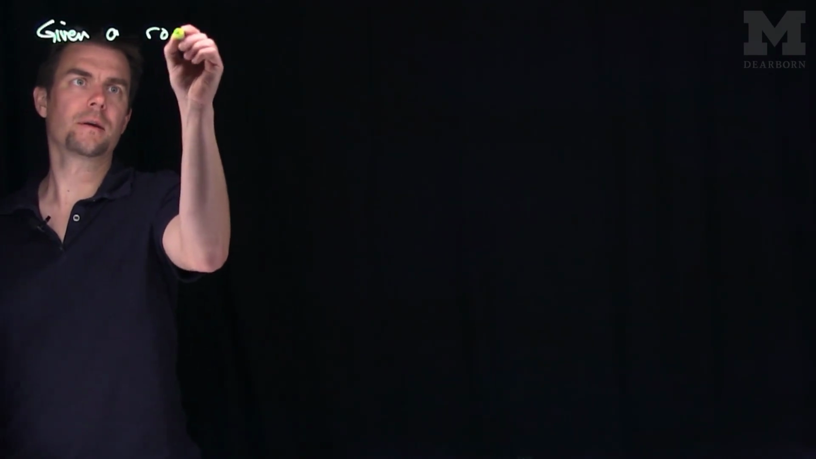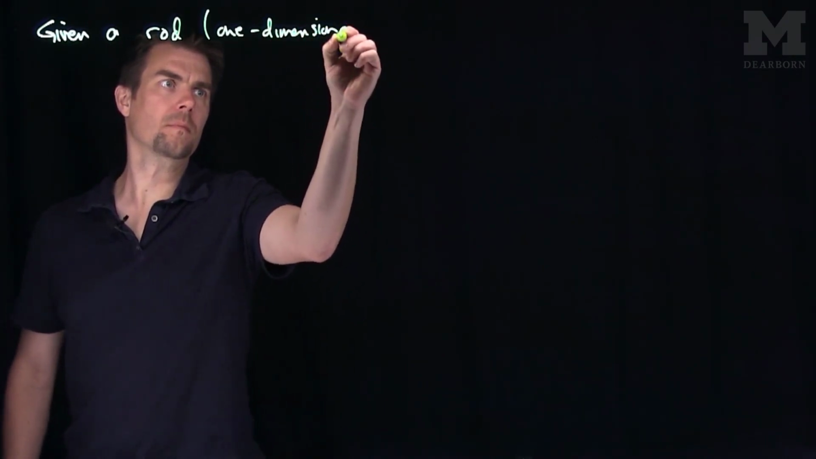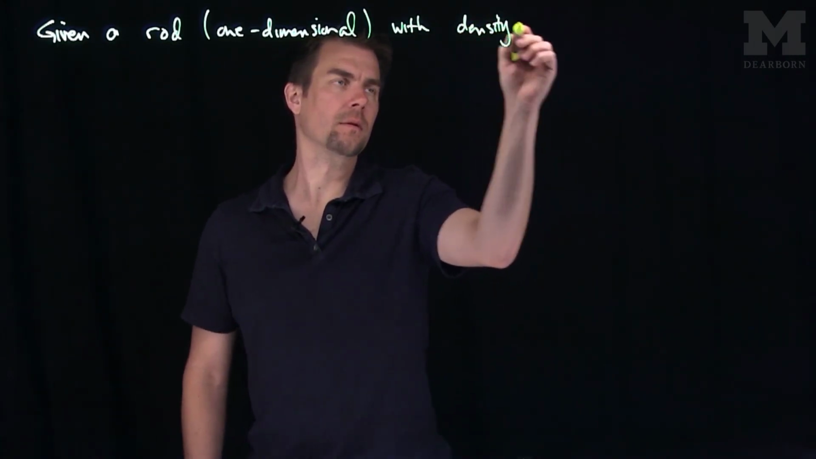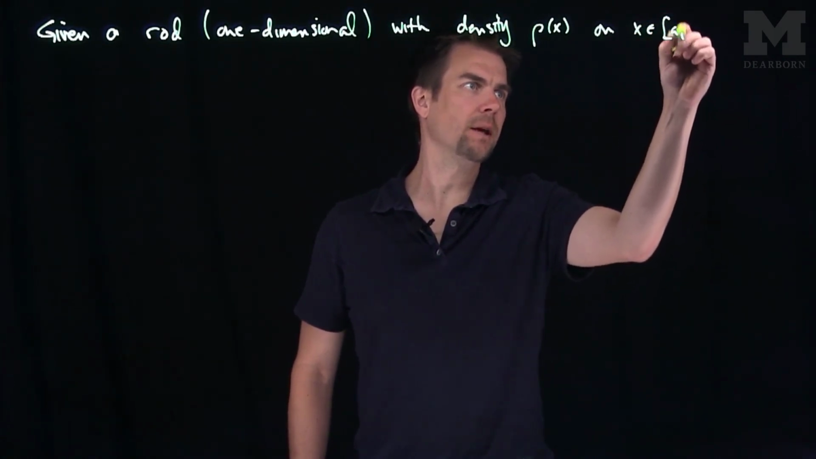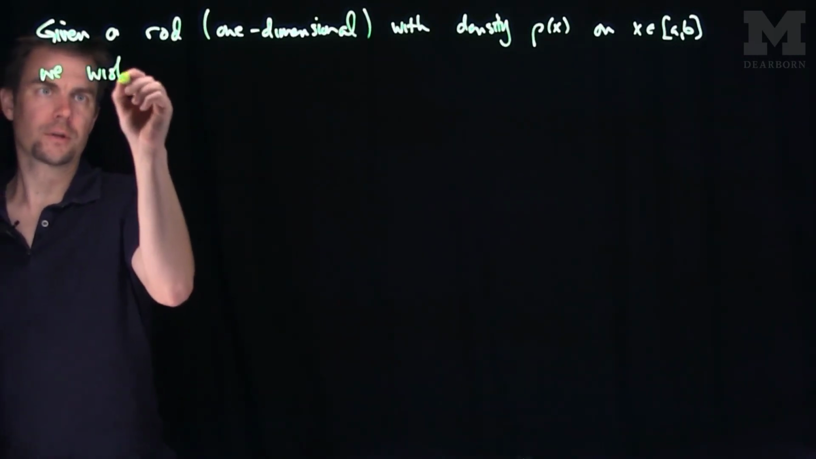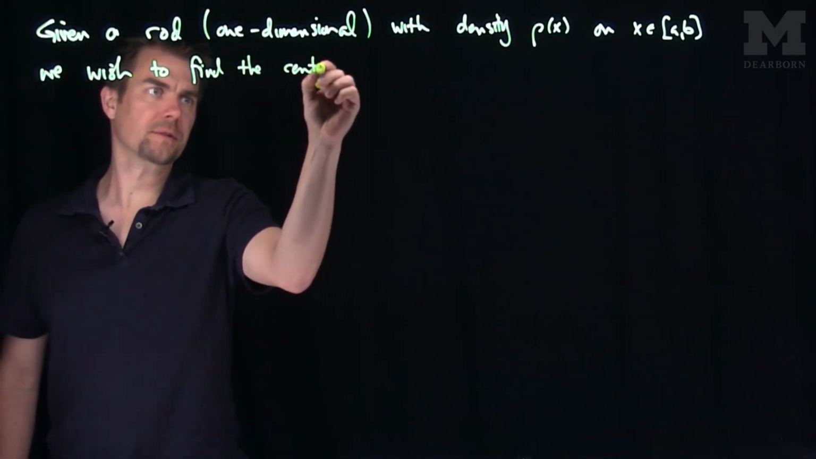Hello students, in this video we'll see how to compute the center of mass of a rod that has non-constant density. So if we're given a rod, and this rod is going to be a one-dimensional thing with density rho of x on the interval a to b, we wish to find the center of mass.